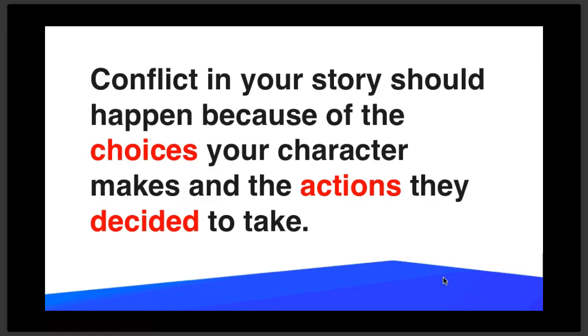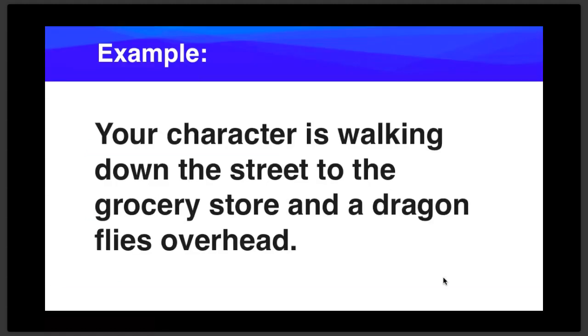Conflict in your story should happen because of the choices your character makes and the actions they decide to take, unless you are writing a literary novel. In a literary novel, things happen to your character. That's why it's called episodic writing, and that is in order for them to understand a point, it keeps happening to them in a different way. That's not what's occurring in a commercial fiction novel.